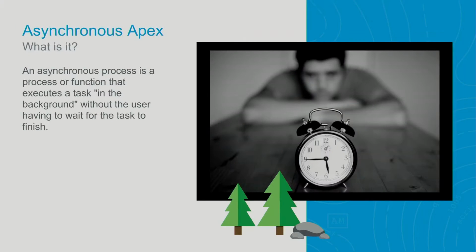So what is Asynchronous Apex? Basically, an asynchronous process is a process or a function that gets executed in the background without the user having to wait for it to finish. So really, it's just a separate thread being spun up from our initial thread. If you think about Salesforce, every time you make a transaction, when we talk about asynchronous, we're just talking about creating a new transaction outside of the one that we're actually in.